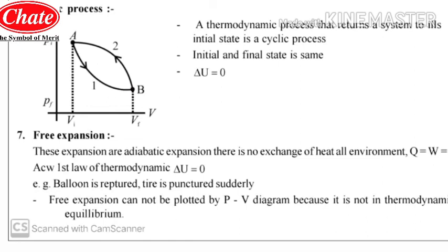One more example is the rupturing of a tire. So from these examples you can see the cyclic process and the free expansion. One important thing about free expansion, students, is that it cannot be plotted on the PV diagram. The reason is that this system is not in thermodynamic equilibrium. We only plot on the PV diagram those systems that are in thermodynamic equilibrium. Thus free expansion is not an equilibrium phase, so we cannot plot it on the PV diagram.